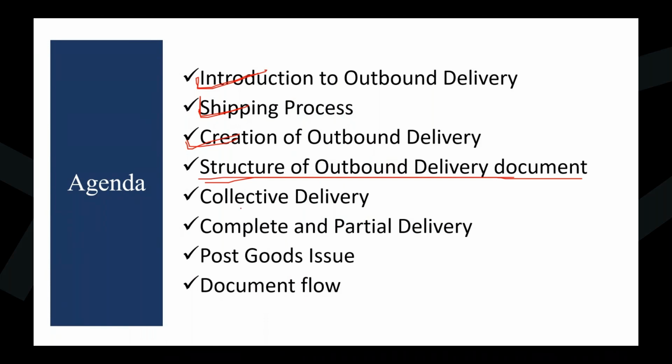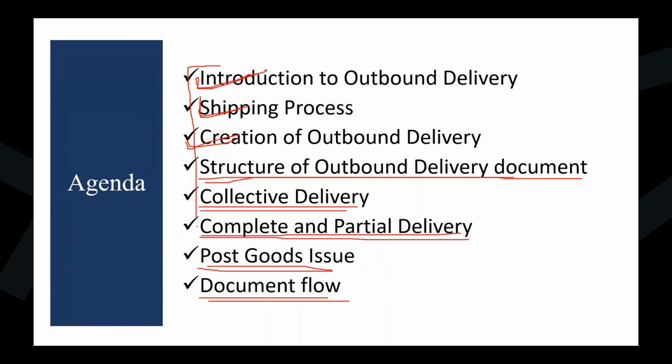Then we will see collective delivery, how to do collective delivery. Then complete and partial deliveries, some scenarios we will cover. Okay. Then we will do post goods issue and followed by the document flow. So after doing the post goods issue, how the document flow gets updated, we will see that one. Okay. So these are the topics we will be covering in the outbound delivery and goods issue.